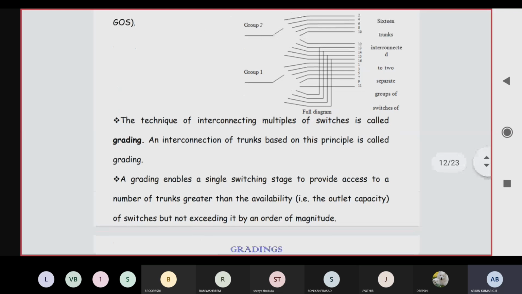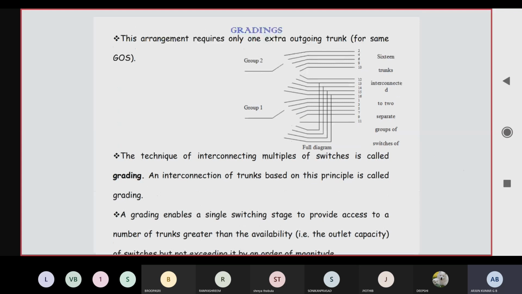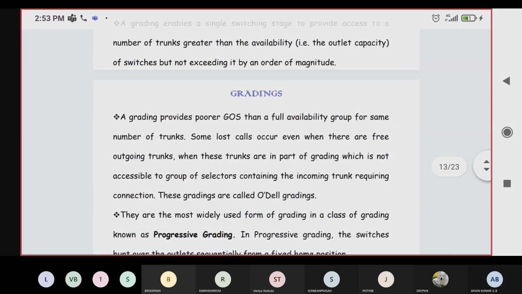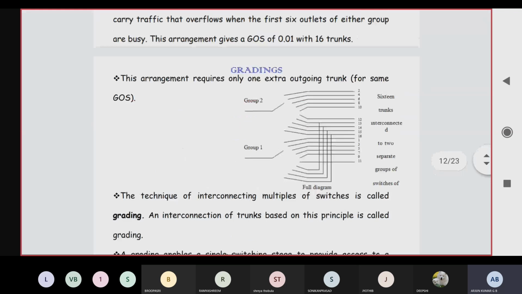That is called grading. This technique of interconnecting multiple switches, and interconnection of trunks based on the principle, is called grading. Grading enables a single switch stage to provide access to a number of trunks greater than the availability. If the requirement is more than the output, we can use lines in another group to provide connectivity. Don't worry about this one; we will solve some problems related to grading of service, and we'll get to know that.